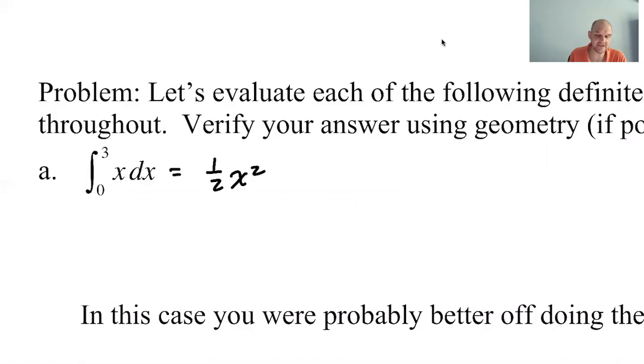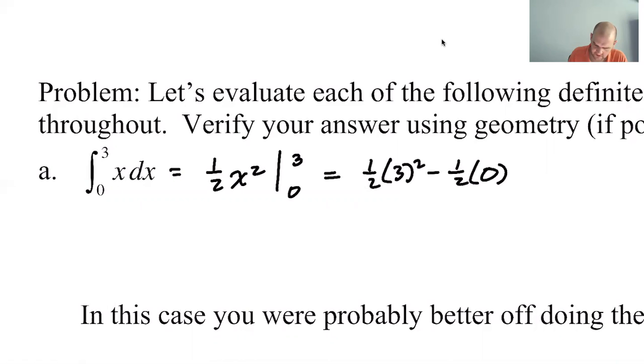We skip the plus c because it's just going to cancel itself out when we do f of b minus f of a, from 0 to 3. All right, so I'm going to give you two options for doing this. Option 1 is we do 1/2 of 3 squared minus 1/2 of 0 squared. Option 2 is that we do 1/2 and then we do 3 squared minus 0 squared.